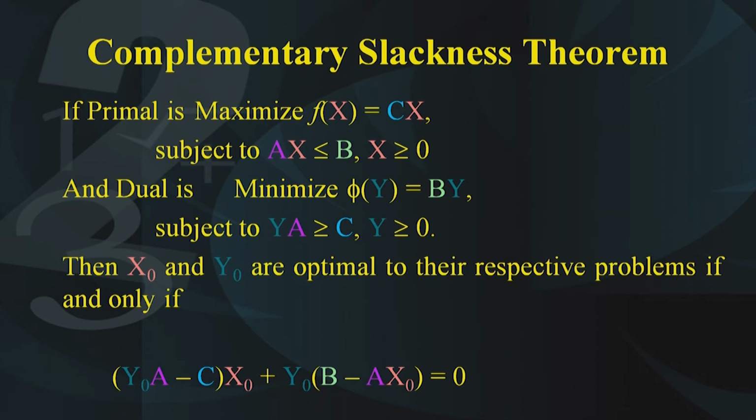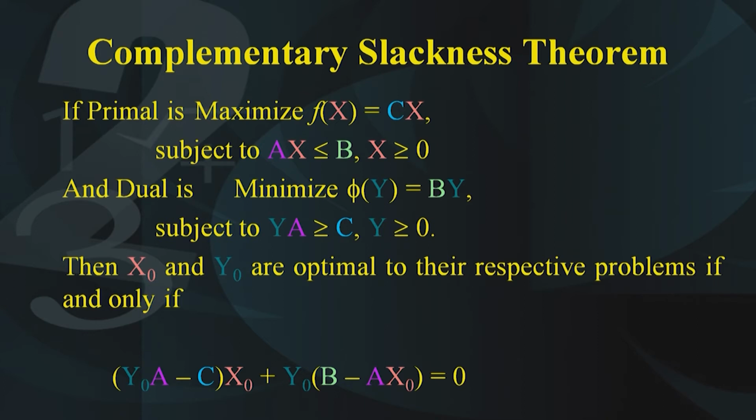Now, let x naught and y naught be the optimal solution of the primal and the dual respectively. That is, x naught is the optimum solution of the primal. Similarly, y naught is the optimum solution of the dual. Then the optimality conditions are satisfied if and only if. If and only if means if this condition is satisfied, then it is both ways basically. So, what are these conditions?